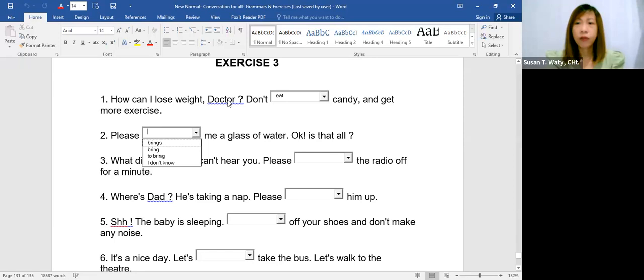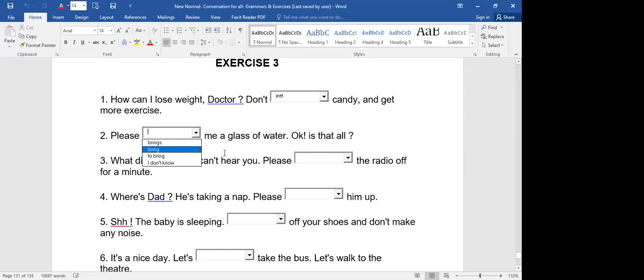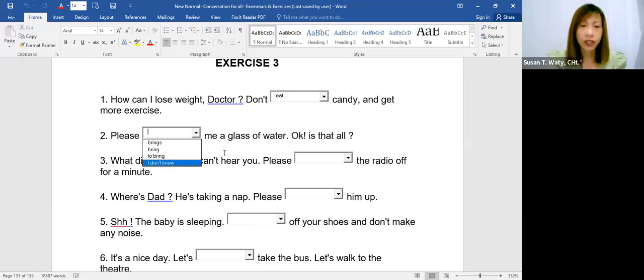All right, Dian, would you like to try number 2? Please bring me a glass of water. A, B, C, D. B. B, okay. So remember guys, when you use this imperative, most of them is gonna start with the verb, okay? Now the verb is going to be the present tense verb, okay? All right, thank you, Dian, perfect.